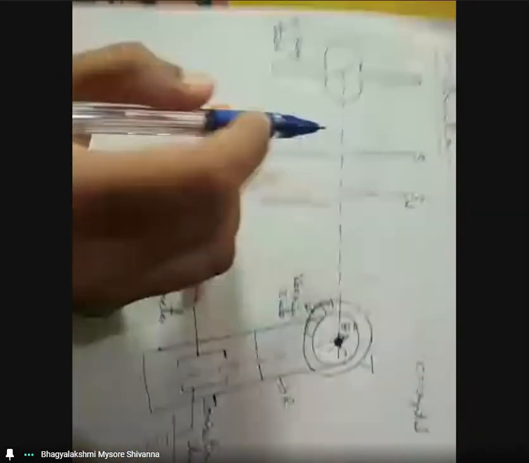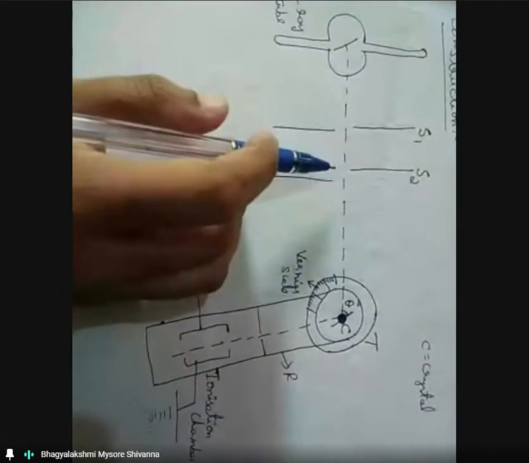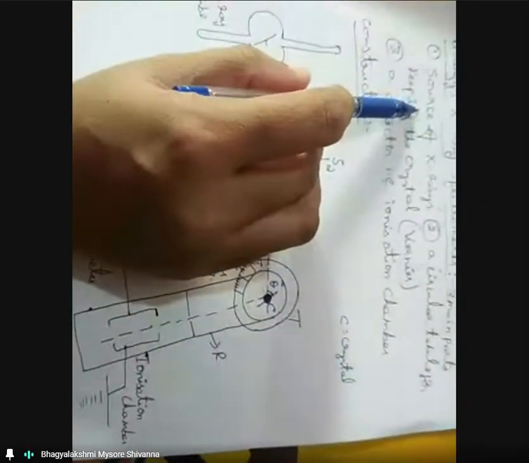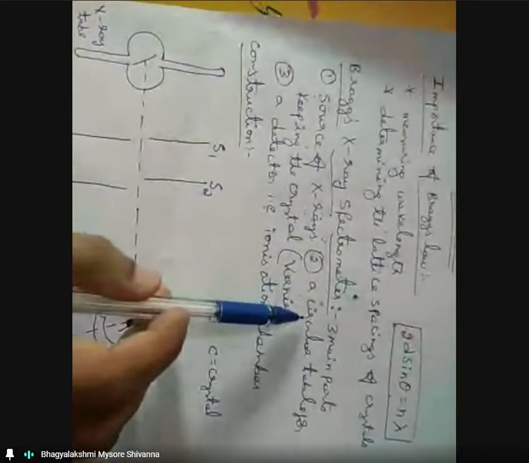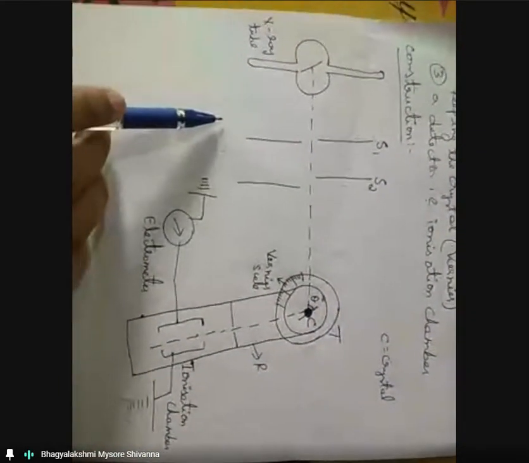So this is the construction of the X-ray spectrometer. To construct an X-ray spectrometer, we need three important main things. First one is the source of X-rays, and a circular table for keeping the crystal, which is also connected with the vernier scale. And the third part is a detector, that is the ionization chamber. So this is the diagram of the X-ray spectrometer.